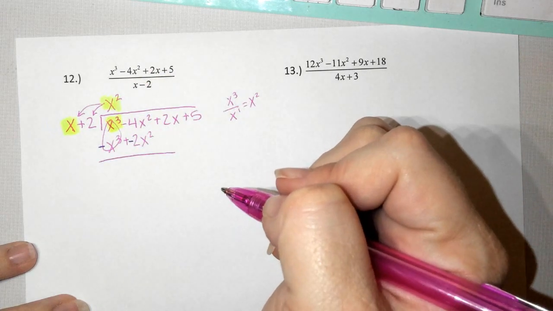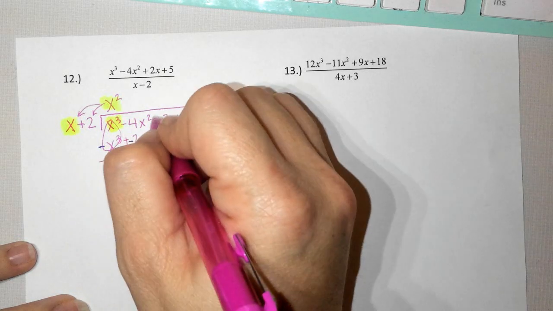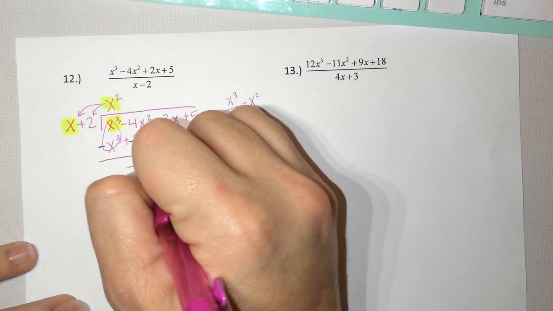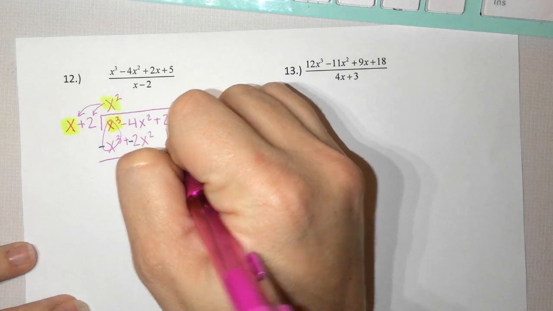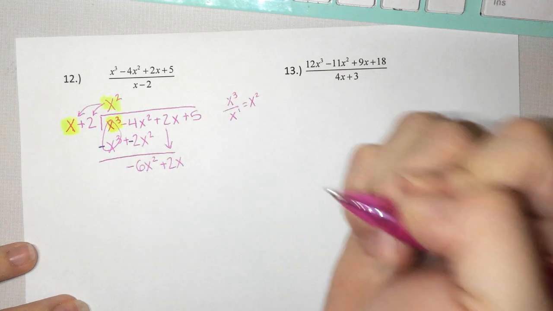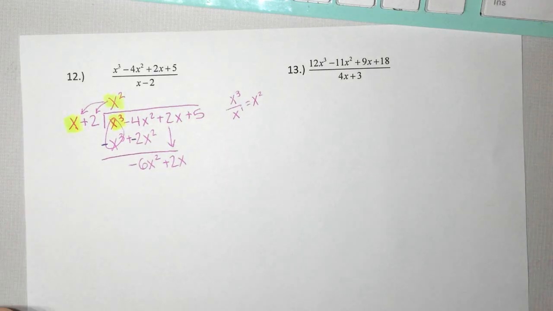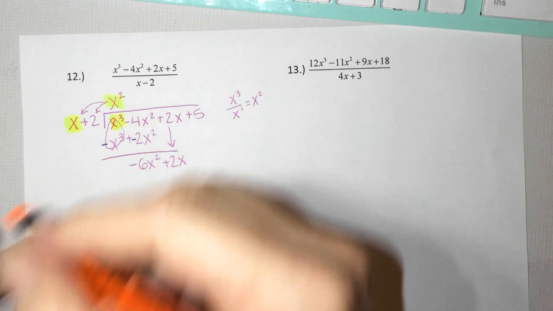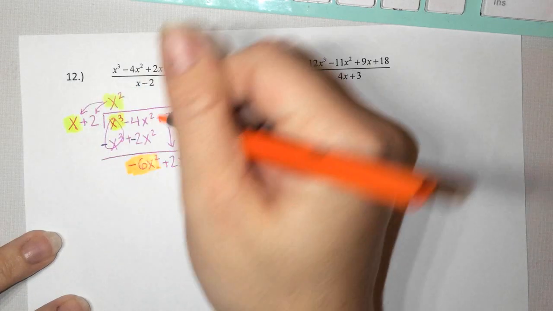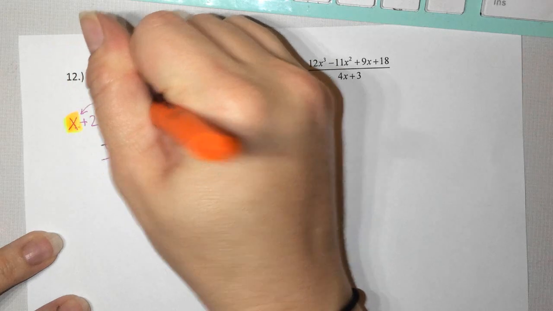X cubed minus x cubed is 0. Negative 4x squared minus 2x squared is negative 6x squared. And I'm going to bring down my next term, plus 2x. And now I'm paying attention here, here, and here.